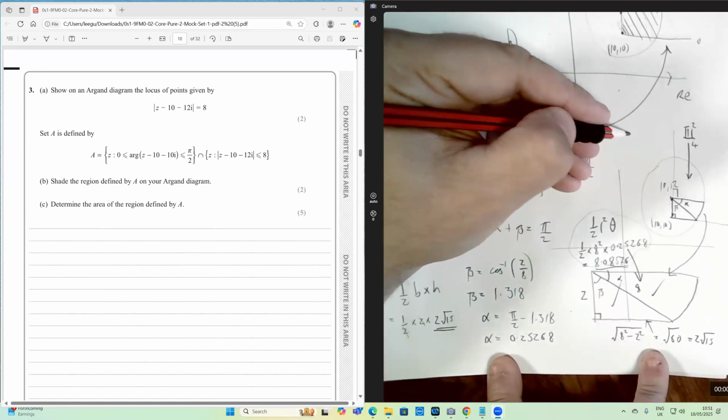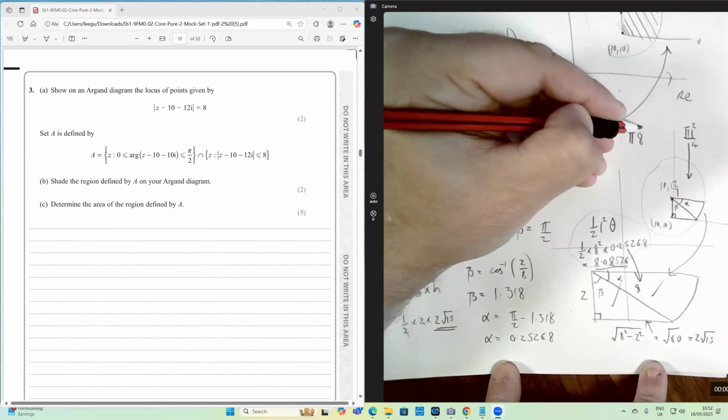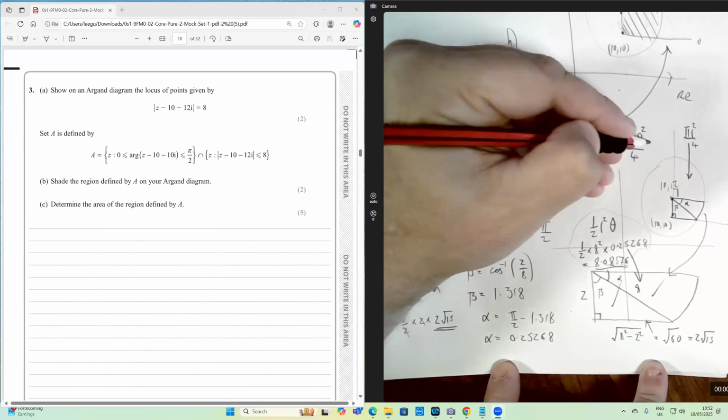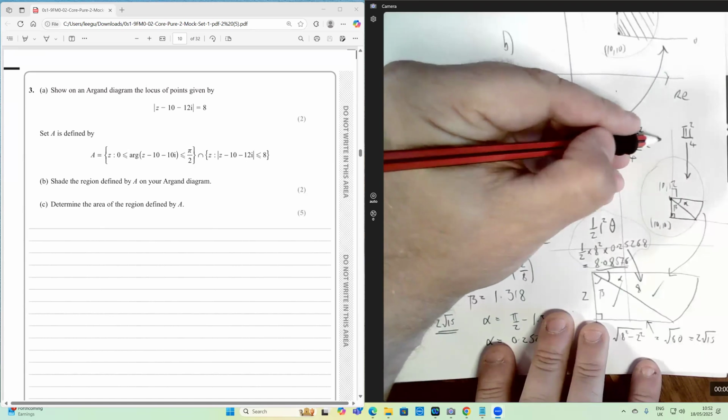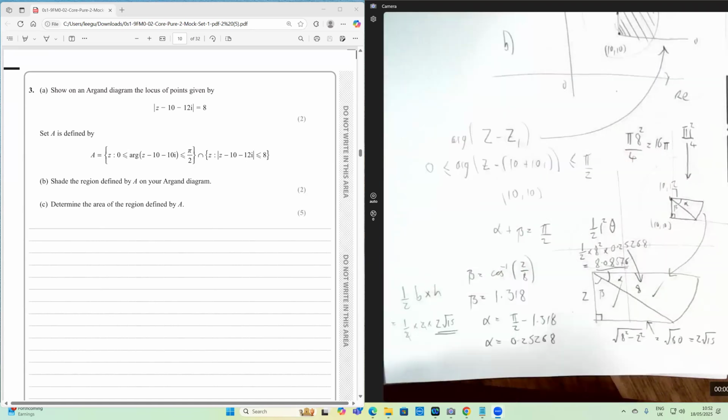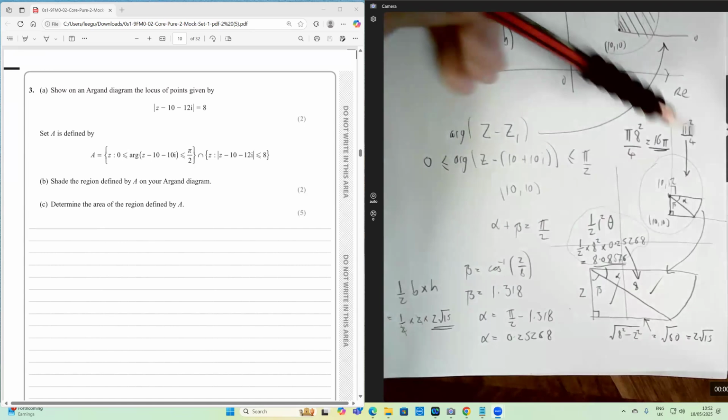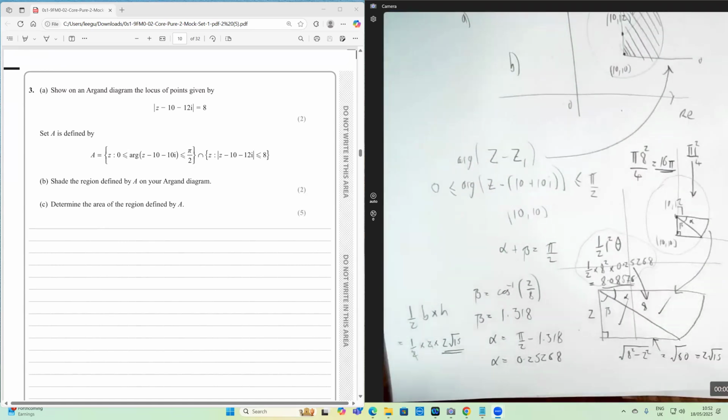So we've got pi r squared. R is 8, so it's pi times 8 squared divided by 4, because we want a quarter of that circle. Pi times 8 squared divided by 4 is 16 pi. So we add these three answers together: 16 pi, the quarter circle, add the area of the sector, add the triangle.